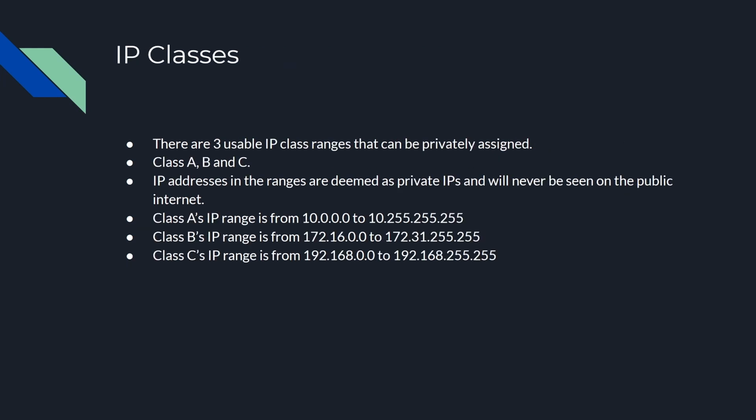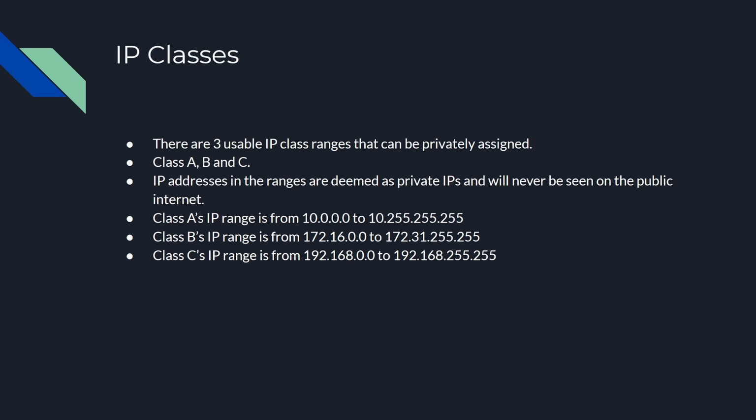IP classes. There are 3 usable IP class ranges that are designed for private networks: Class A, Class B, and Class C. These classes are reserved for private use and will never be seen on the public internet. Class A's private IPs range from 10.0.0.0 to 10.255.255.255. This is for very large networks that need tens of thousands of devices connected.